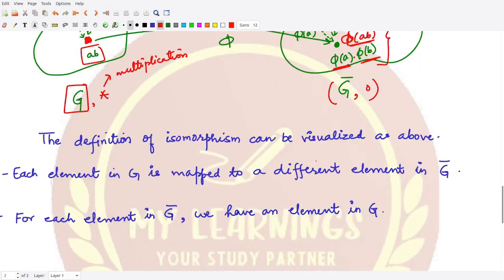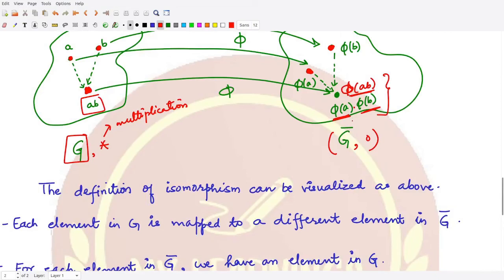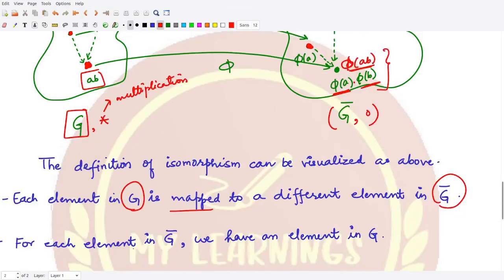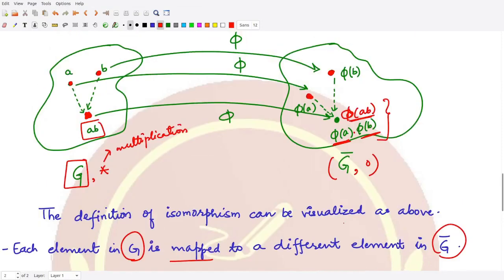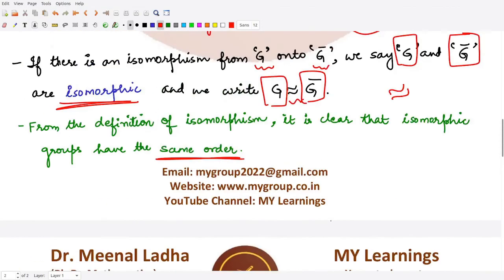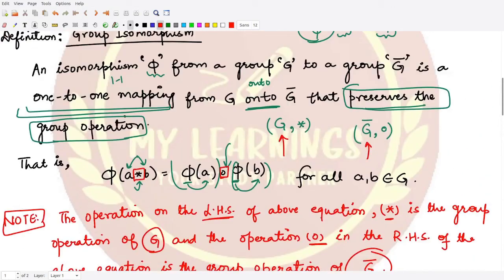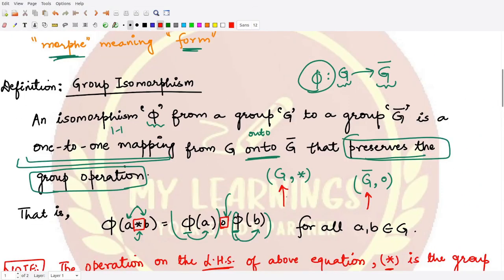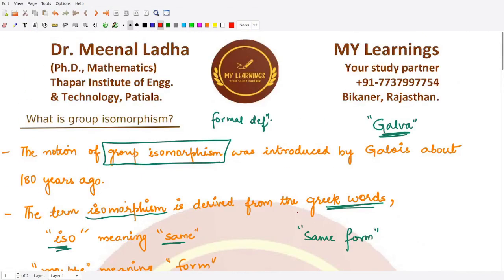So this definition can be visualized as I have told you here. Each element in G is mapped to a different element in G bar, and each element in G bar has a pre-image which is some element in G, right? So that means for an isomorphism we require a mapping which is 1-1, onto, and which preserves the group operation. So this is the formal definition of group isomorphism.